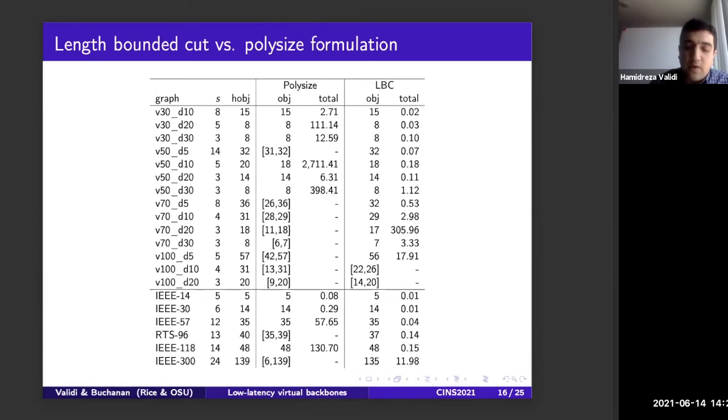the Polysized. Although the Polysized formulation is compact and the number of constraints is bounded, the LBC, or length-bounded cut, actually works well here if you compare the times, thanks to the lazy callback or cuts that we add on the fly.